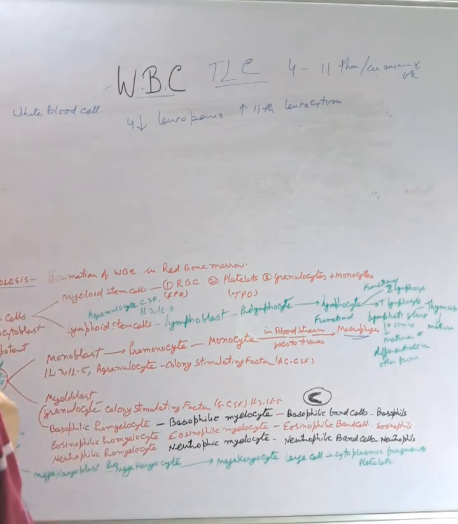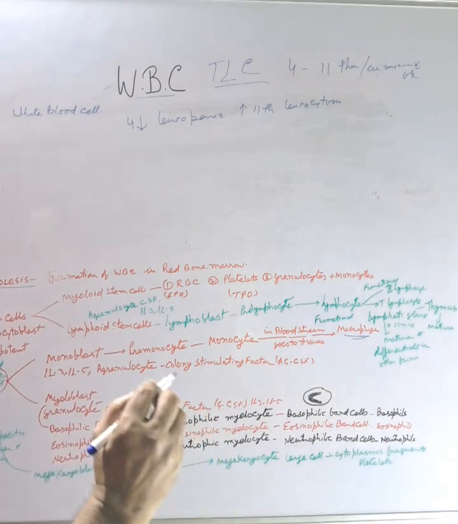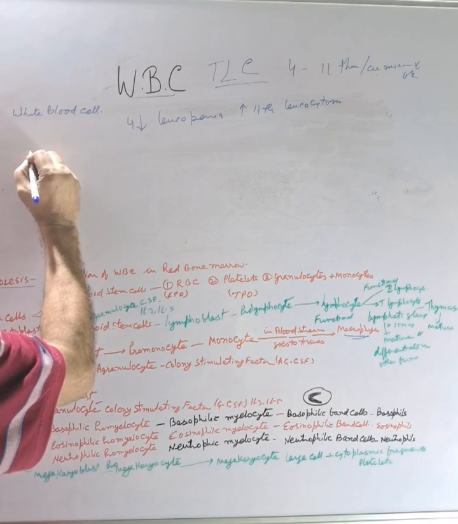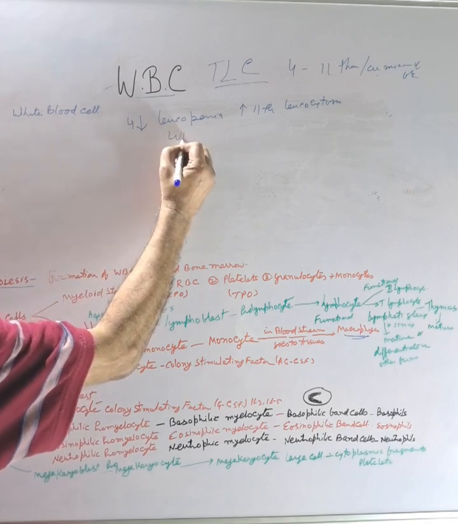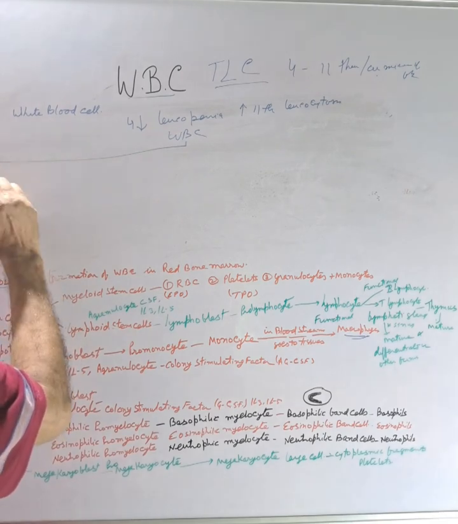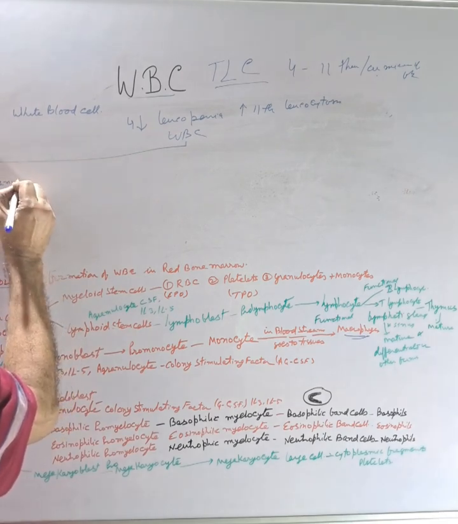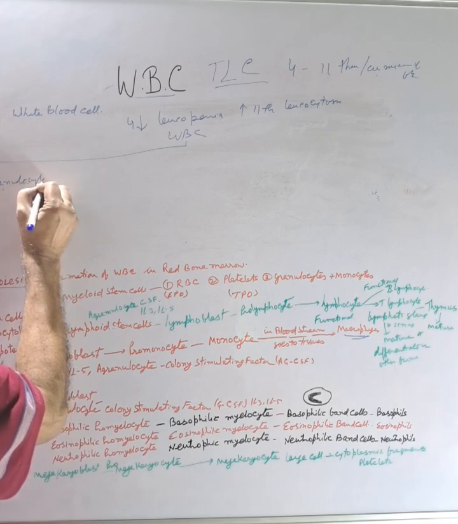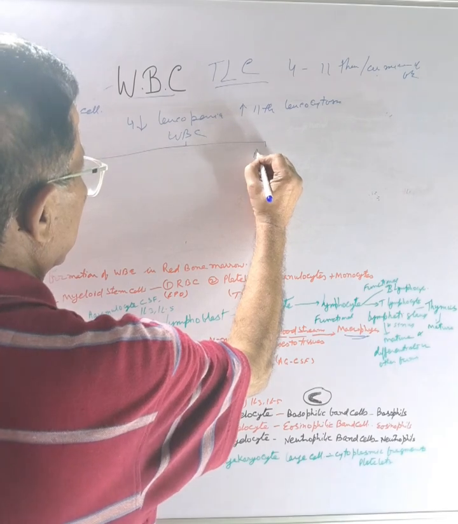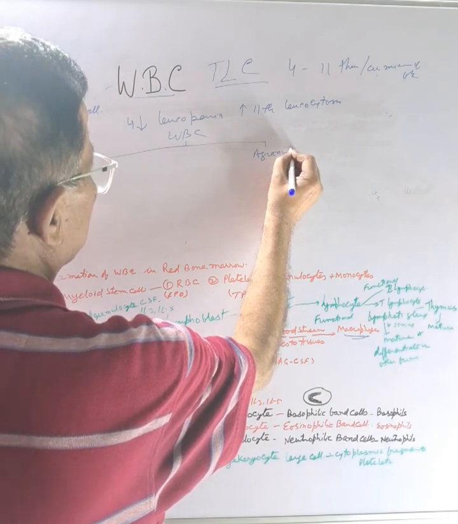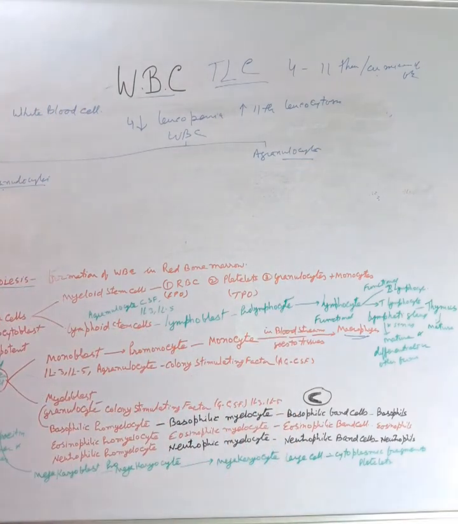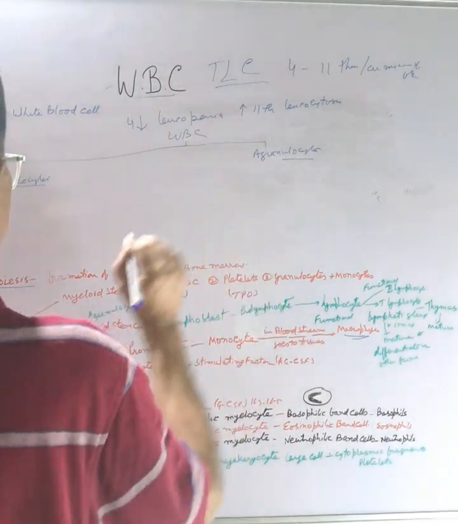Now, when stained with Leishman stain, WBC is classified into two groups. Granulocyte means granules are present in their cytoplasm, and second is agranulocyte. Agranulocyte means granules are not present in the cytoplasm of the WBC.